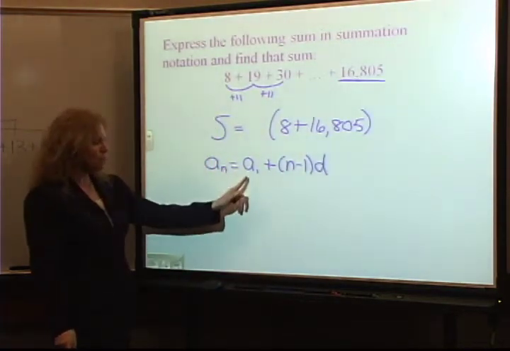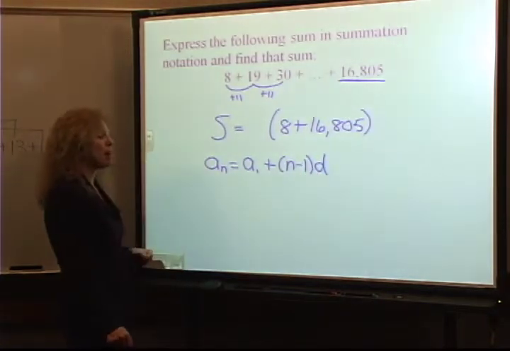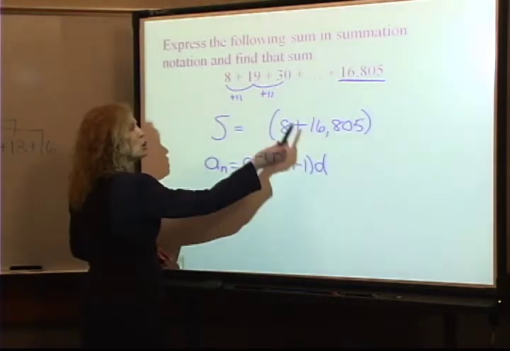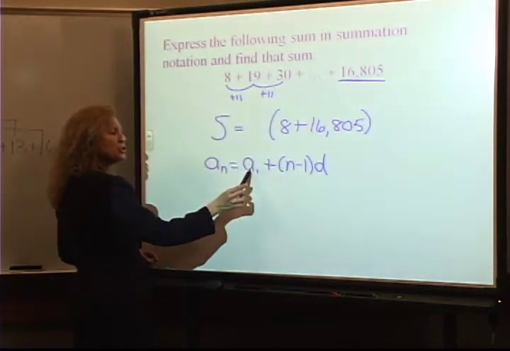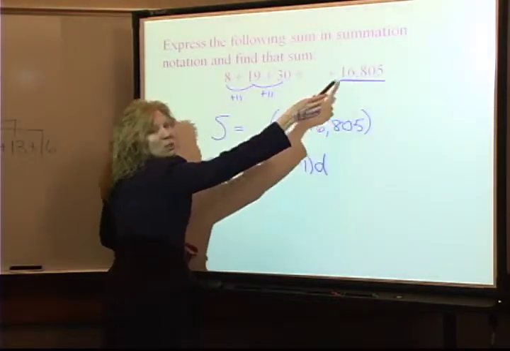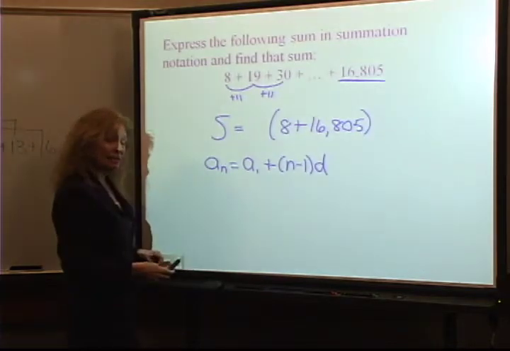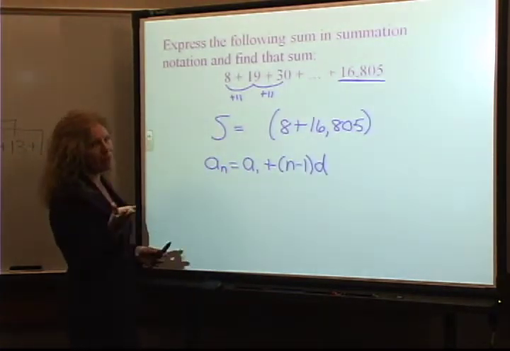You start with the first term, and you add the common difference n minus 1 times. The reason I do that is I know my common difference, it's 11. I know my first term. I know this term way out there, and then I can find the n. Out of 4 unknowns, I know 3 of them.